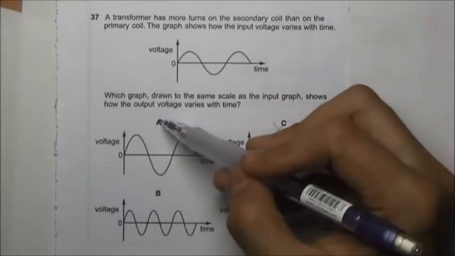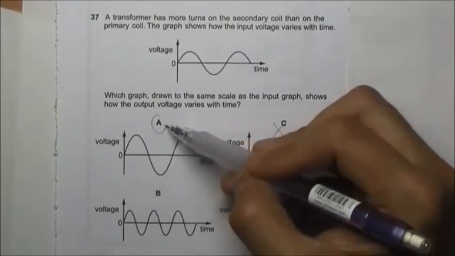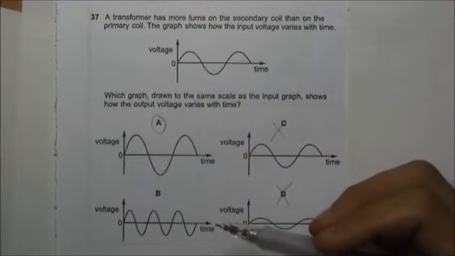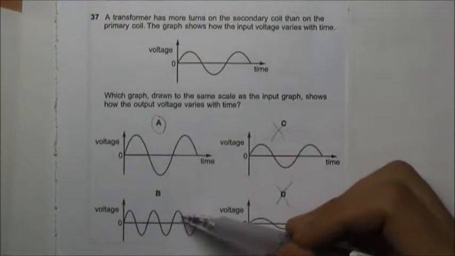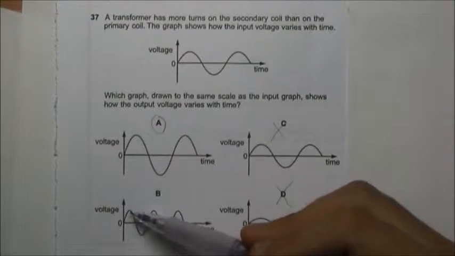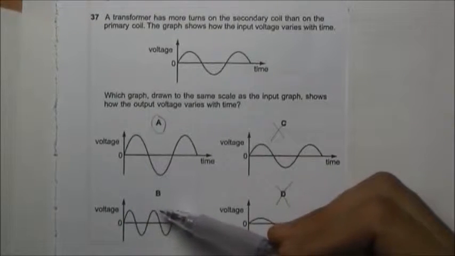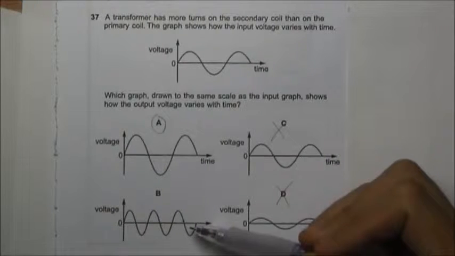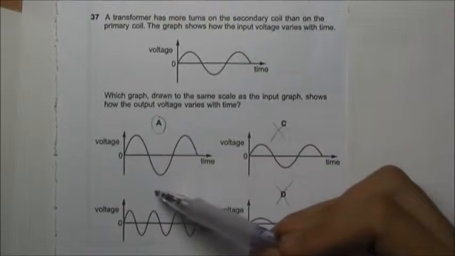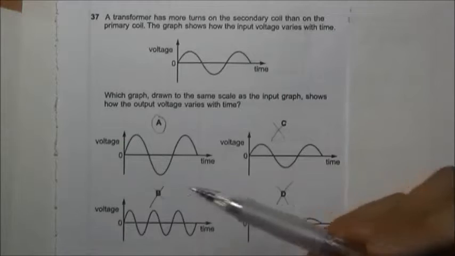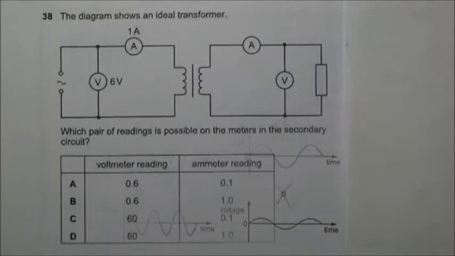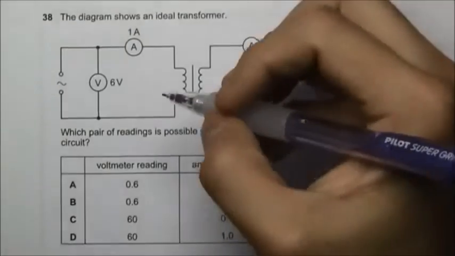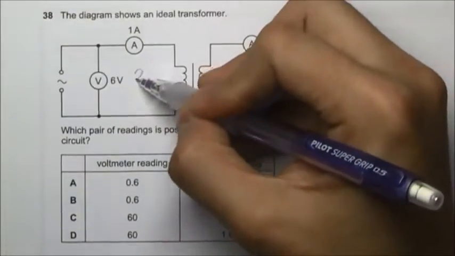So A is the answer. Because if you look at B, first of all, the amplitude is the same and the frequency of the output voltage waveform has increased. The transformer does not change the frequency of the waveform. So answer is A.